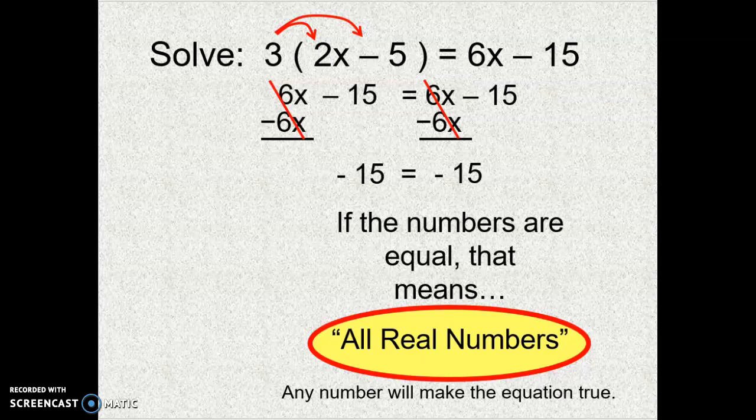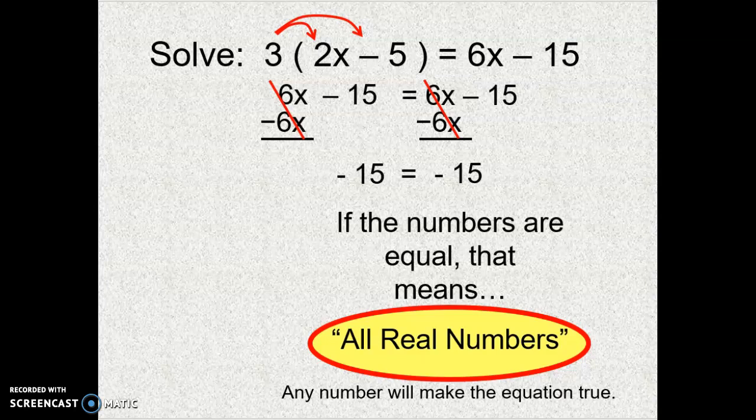So let's do our distributive on the left. 3 times 2x gives me 6x, and 3 times negative 5 gives me negative 15. All right, there is nothing to distribute on the right, and I cannot combine like terms on the right. 6x minus 15, those are not like terms. All right, so now I am going to subtract 6x from both sides. Remember, I am undoing the operation. I am undoing the positive 6x by doing the inverse operation, which would be to minus 6x.